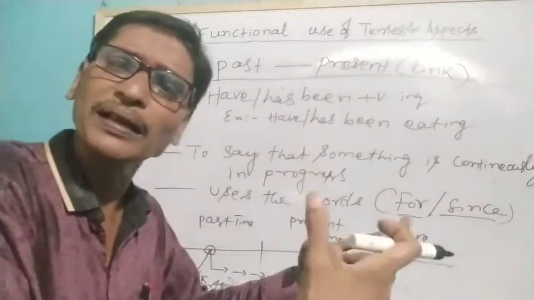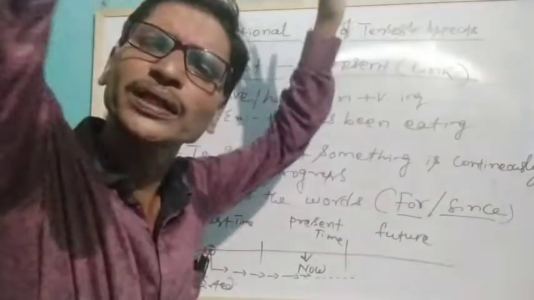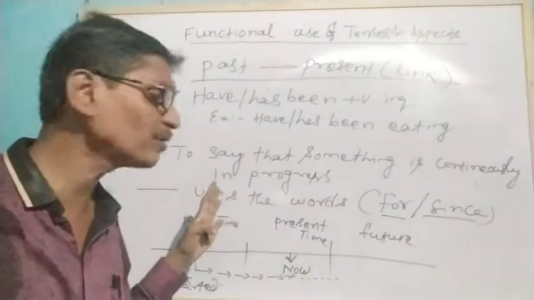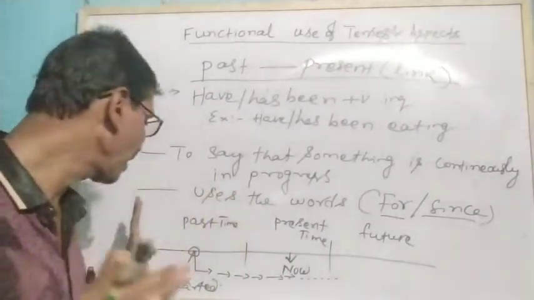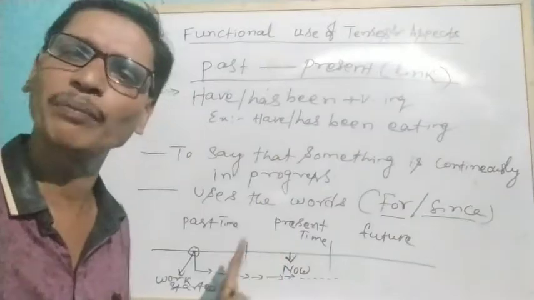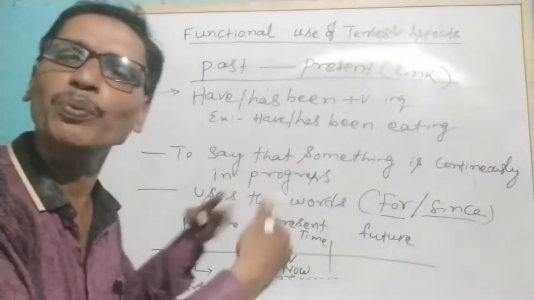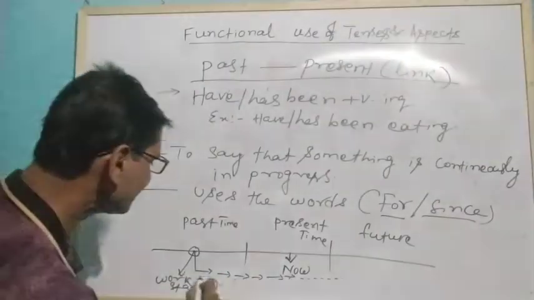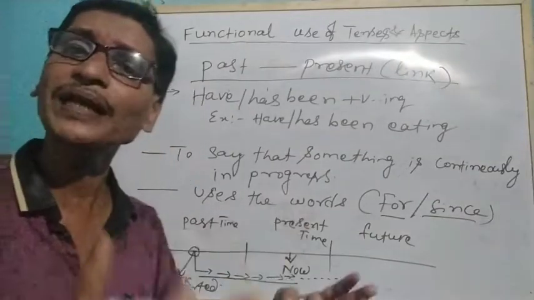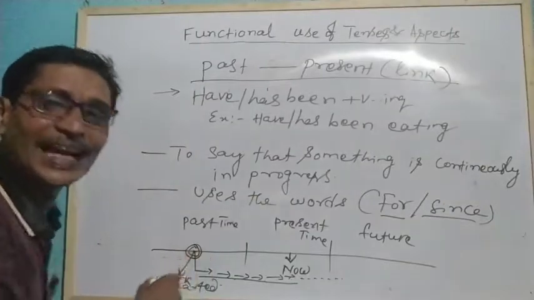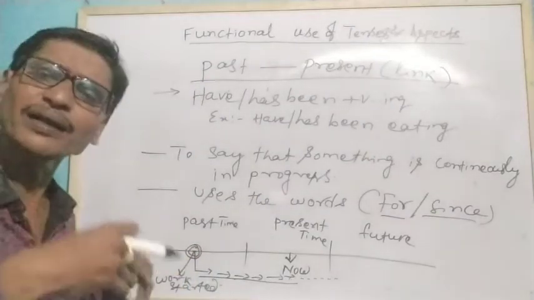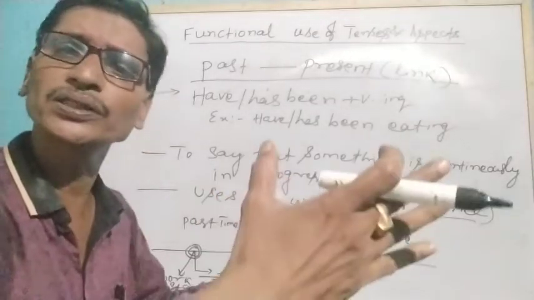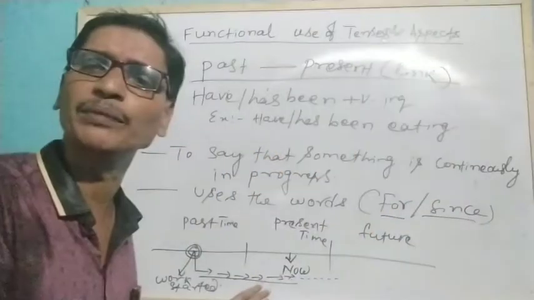It may so happen that it might continue in the future. But we don't know about future. We have no confidence about future. But we can talk from the beginning till now about that something is in progress. That means when we are talking about this can be a period of time and this is the starting point of time. We can talk about the period of time or the duration. We can talk about the starting point of time.